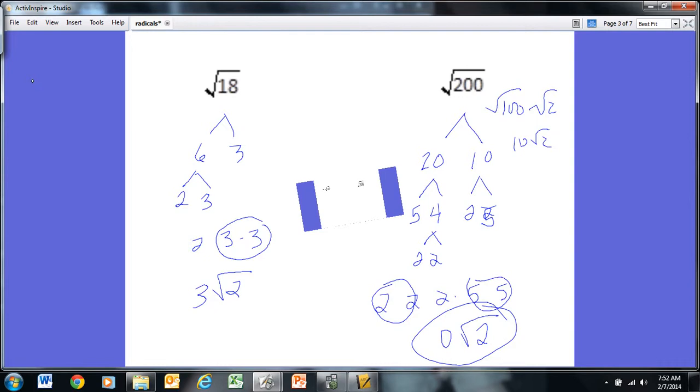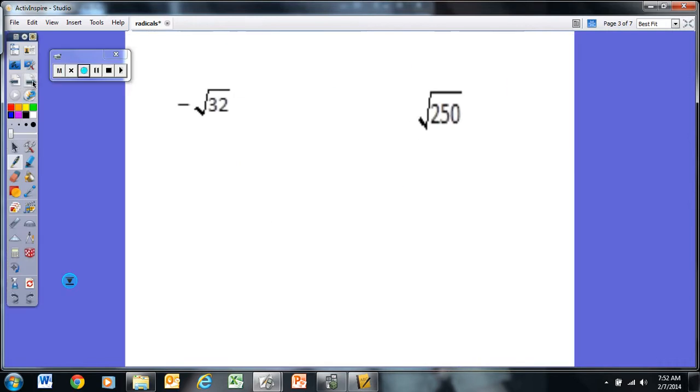Let's try another one. Now this negative outside just means that my answer is going to be negative. I bring that along for the ride. And then I simplify 32. So pick any two numbers that go into 32. How about 8 and 4? And then 4 breaks down into 2 and 2. 8 breaks down into 4 and 2. And 4 breaks down into 2 and 2.